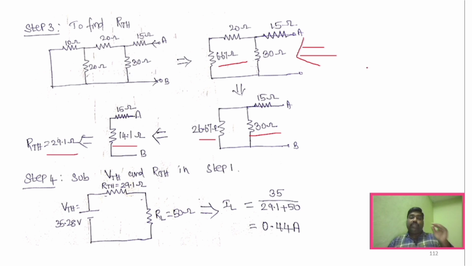Same steps which we did in the previous problem. Now we will find out what is RTH and what is VTH. So substitute RTH, VTH, and find out the IL value, which is V by R, right? So R here is the series resistance, so we'll obtain 0.44 ampere, right? So it is the same steps irrespective of how complex the circuit is. You follow the same steps so that you are able to obtain the answer, right?